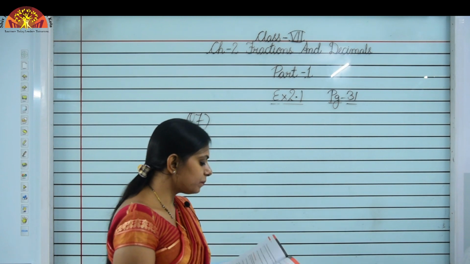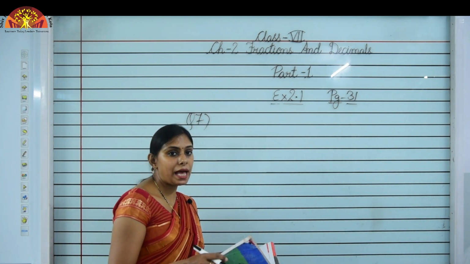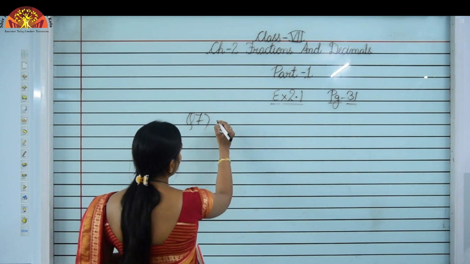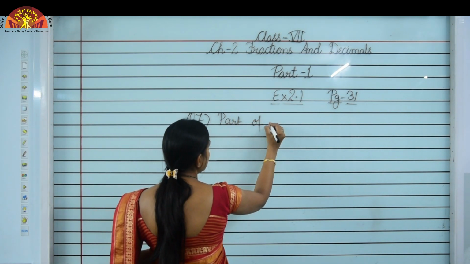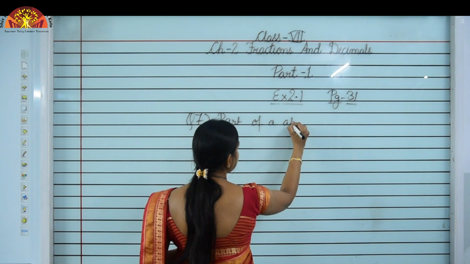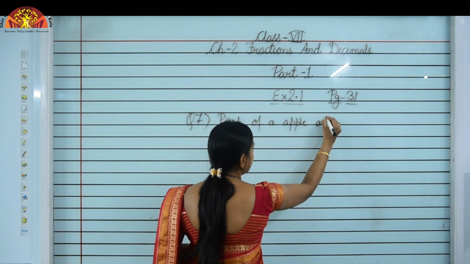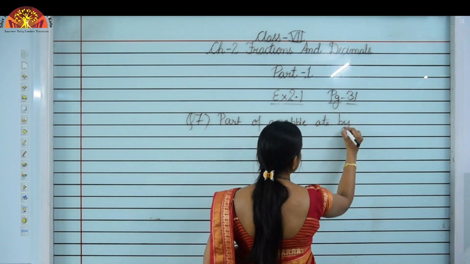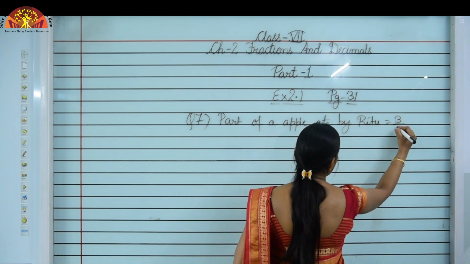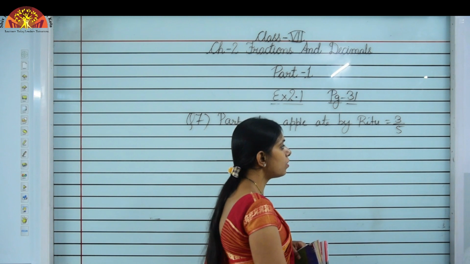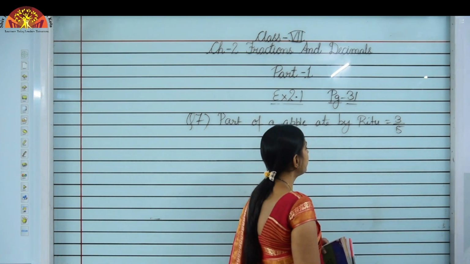Now just see, Ritu ate 3/5 part of an apple. So the part of an apple eaten by Ritu is equal to 3 upon 5. So this fraction of an apple has been eaten by Ritu.